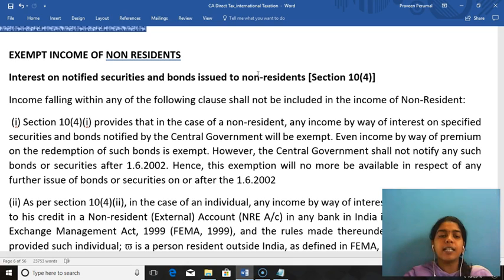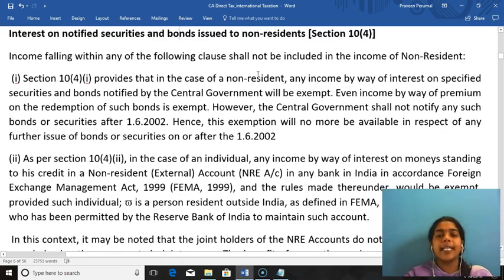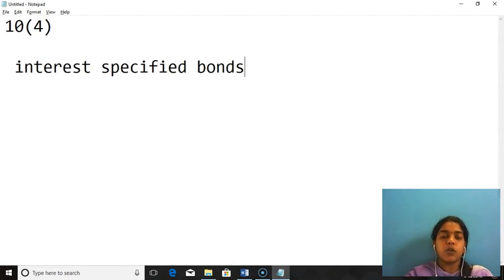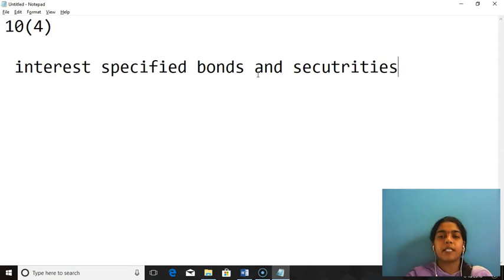There is 10 subsection 4 subclass 1, and there is subclass 2. Let us see the first one. 10 subsection 4 subclass 1 provides that in the case of a non-resident, any income by way of interest on specified securities and bonds. So first, it is an interest. Interest on what? Interest on specified bonds and securities. The bonds and securities are specified bonds and specified securities, and they should be notified by the central government to be exempt. So what is the condition? The interest on specified bonds and securities should be notified by the central government.